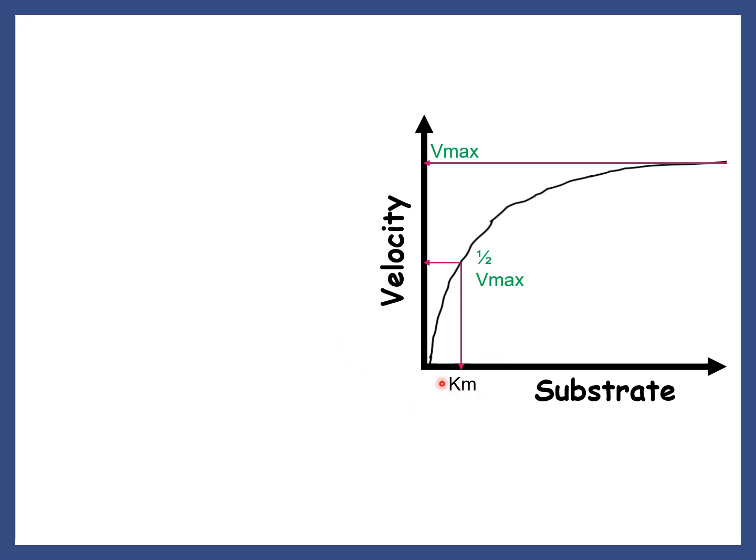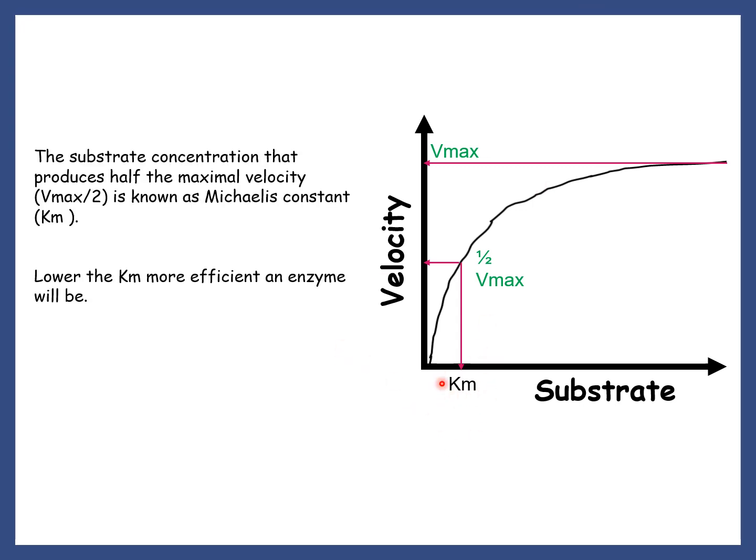So the Km is the substrate concentration required for an enzyme to achieve half of its Vmax. It's also called the Michaelis-Menten constant. And the lower the Km value for an enzyme, the more efficient the enzyme would be. That means it needs a low concentration of substrate to achieve half of the Vmax.